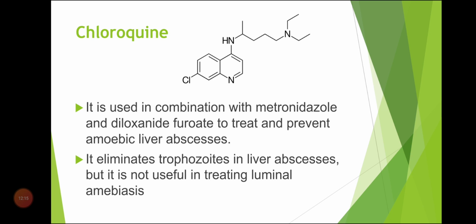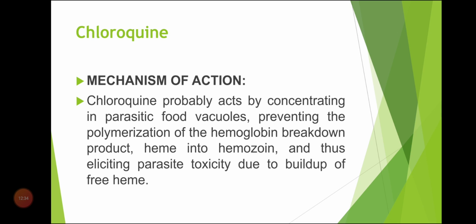The next drug is chloroquine. It's a quinoline derivative. It is used in combination with metronidazole and diloxanide furoate to treat and prevent amoebic liver abscesses. It eliminates trophozoites in a liver abscess, but it is not useful in treating luminal amoebiasis. The mechanism of action of chloroquine: chloroquine probably acts by concentrating in the parasite food vacuoles, preventing the polymerization of a hemoglobin breakdown product, heme, into hemozoin, and thus eliciting parasite toxicity due to the buildup of free heme.